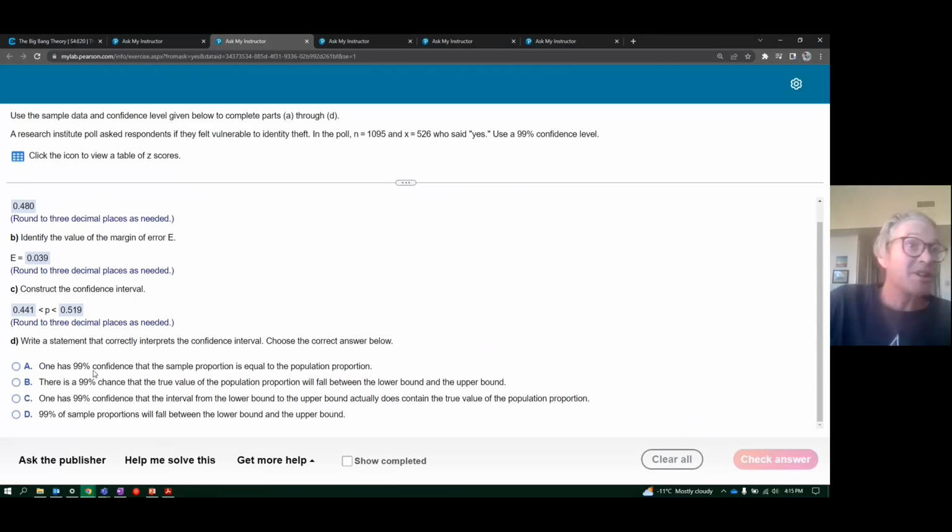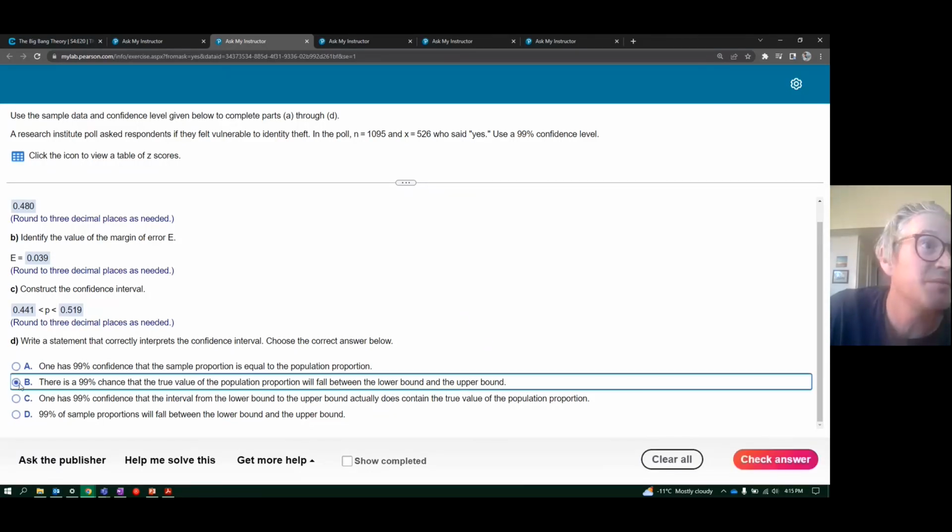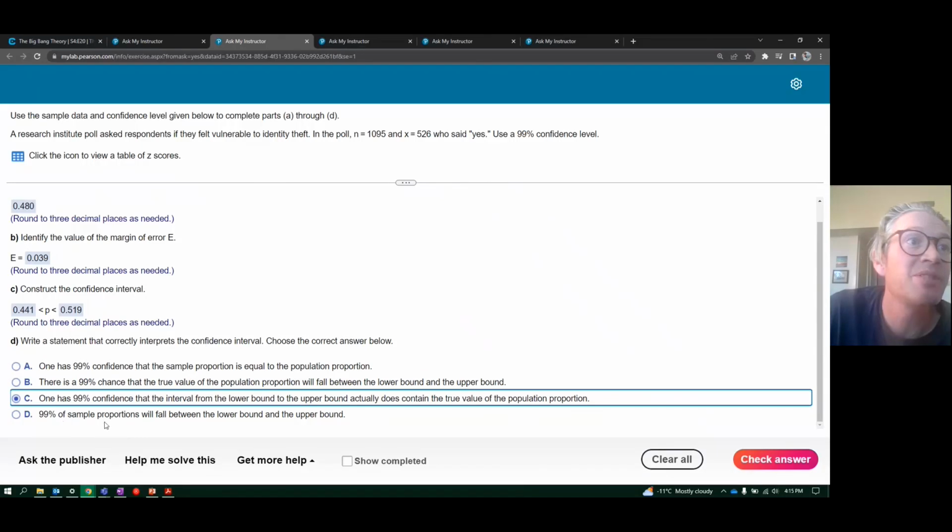One has 99% confidence that the sample proportion is equal. Nope. There's a 99% chance that the true value will fall between, maybe. One has 99% confidence that the interval from the lower bound to the upper bound actually does contain, maybe. 99% will fall between the lower. Those are all pretty good.